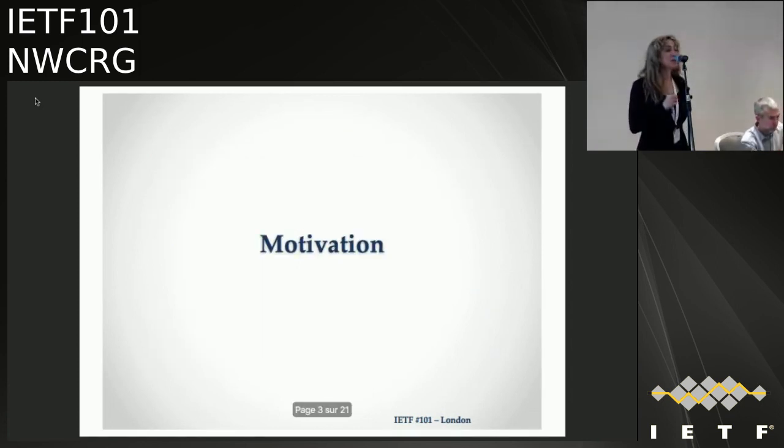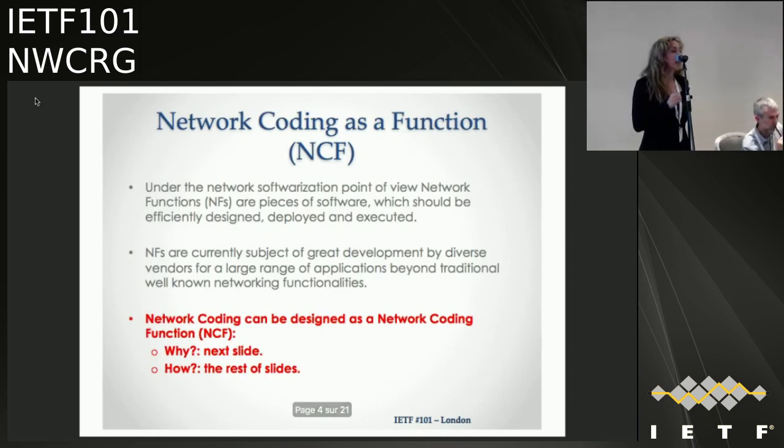And then also we would like to discuss the links to these other working groups and other drafts, and next steps. So motivation. Our basis is that network coding can be seen as a function. The point is that under the network softwareization point of view, we have network functions which are basically pieces of software which should be efficiently designed, deployed, and executed.